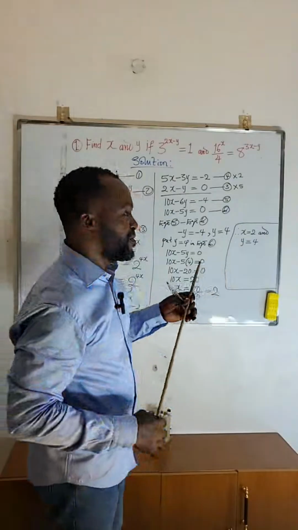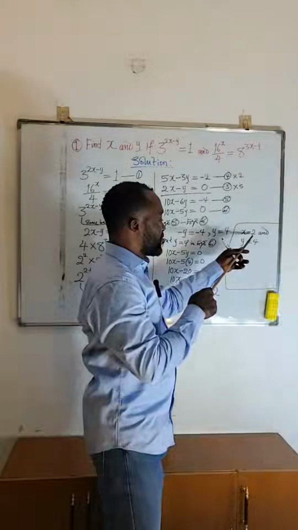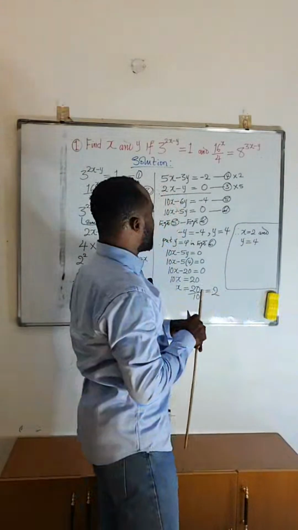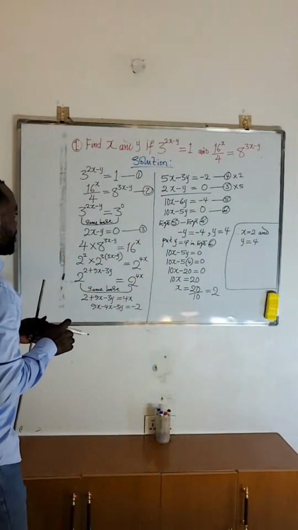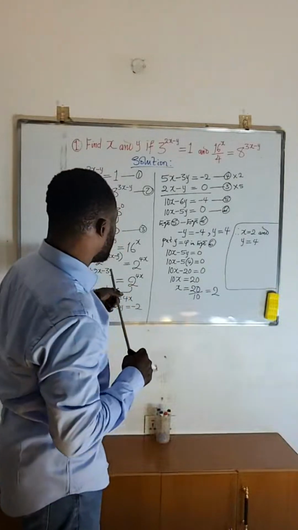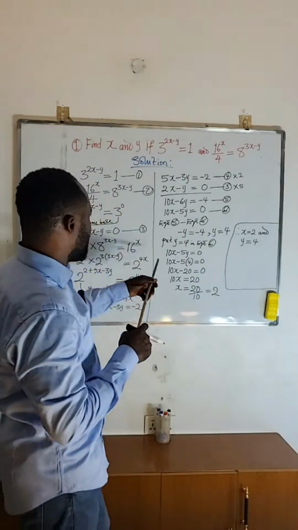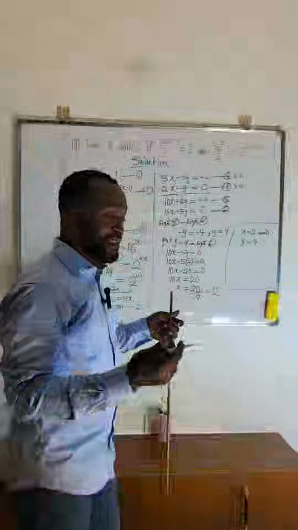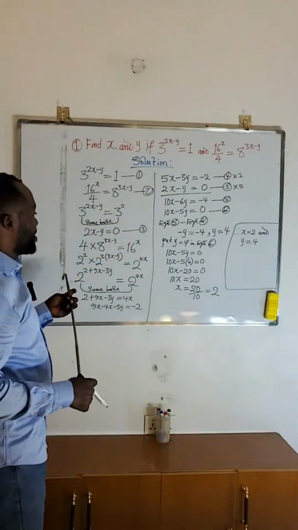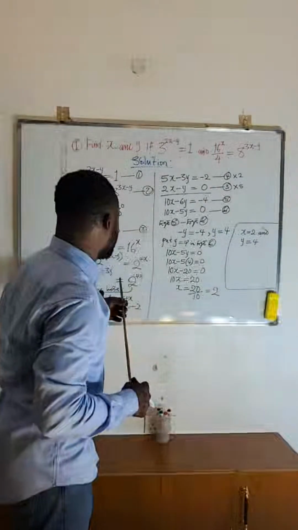We now come and tell them the values we were looking for: x equals 2 and y equals 4. Even if you want to test that in any of these equations, it could be equation 3, it could be equation 4. If you test it, you will still arrive at the same thing. For instance, let us test equation 3.